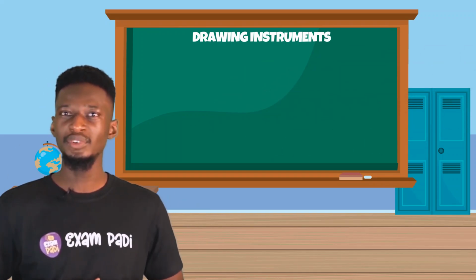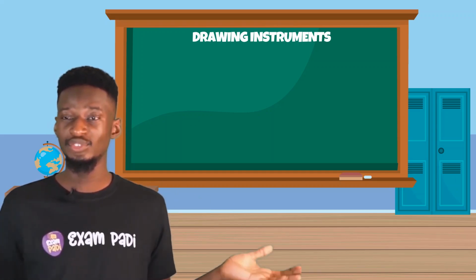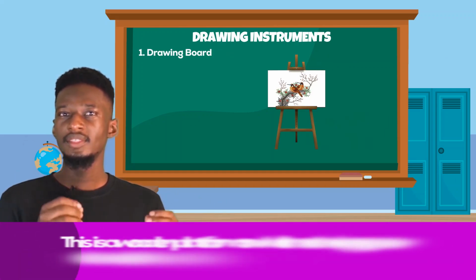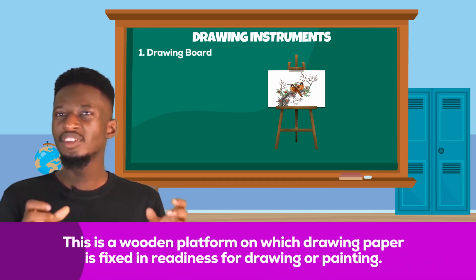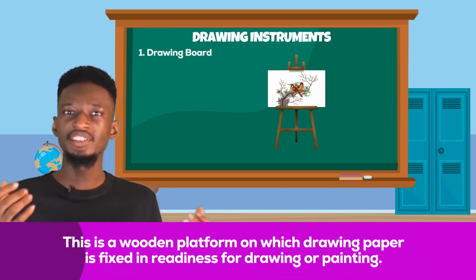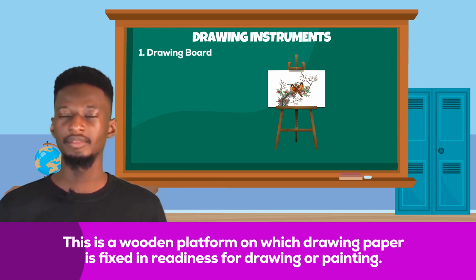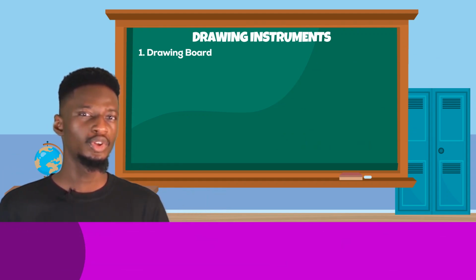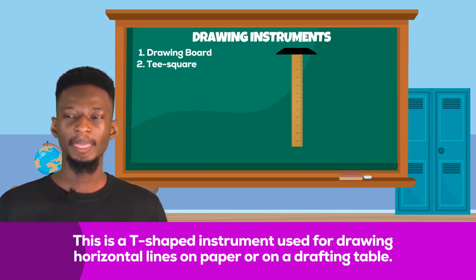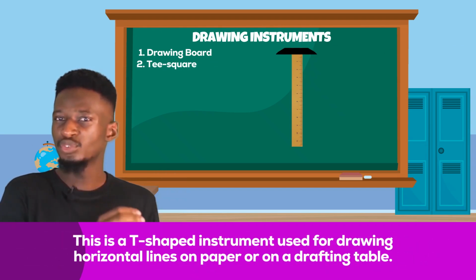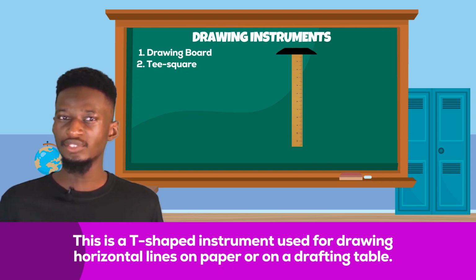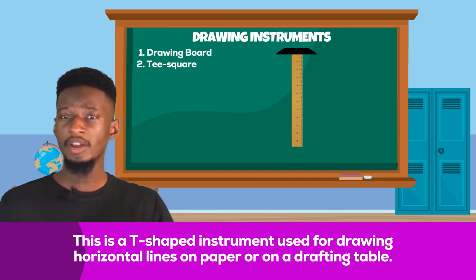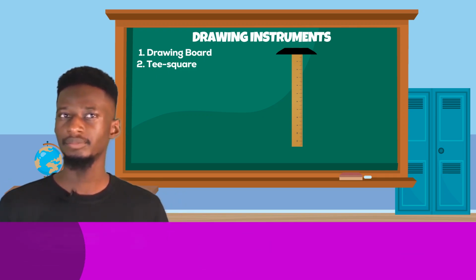Come along with me as we study the different types of drawing instruments. 1. Drawing board. This is a wooden platform on which drawing paper is fixed in readiness for drawing or painting. It is also used for making parallel lines. 2. T-square. This is a T-shaped instrument used for drawing horizontal lines on paper or on drafting table. It's either made of wood, plastic, or metal.